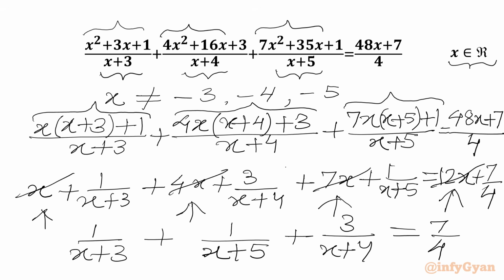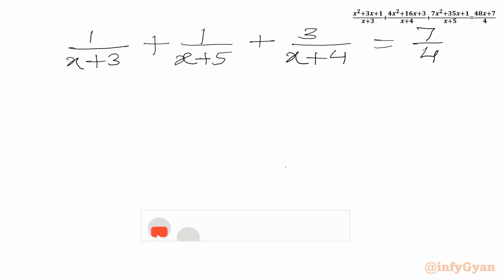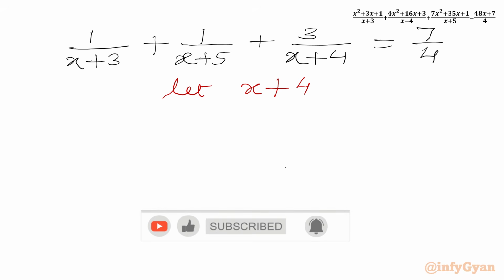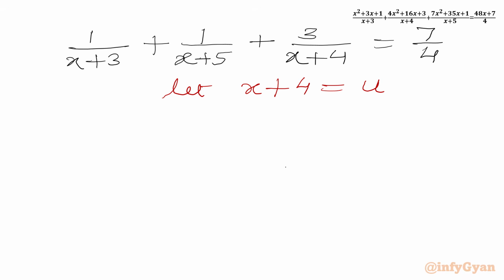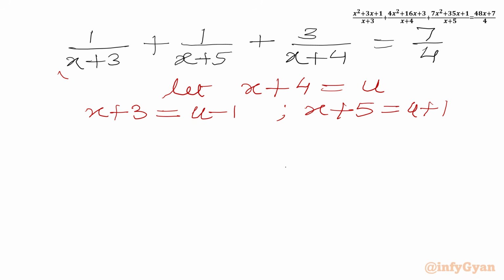Now we are going to use substitution. Let us say x plus 4 equal to u. So I will write our equation first. So let us write here our substitution x plus 4. Suppose this is u. So we can write x plus 3 in terms of u will be u minus 1. And we can also write the value of x plus 5 in terms of u will be u plus 1, which we are going to put over here.